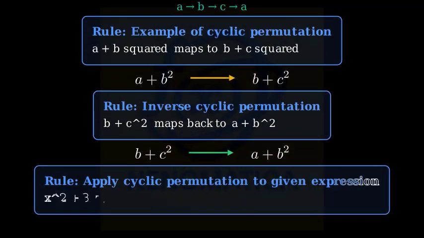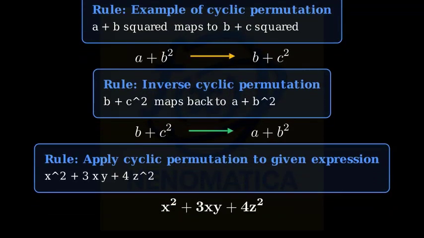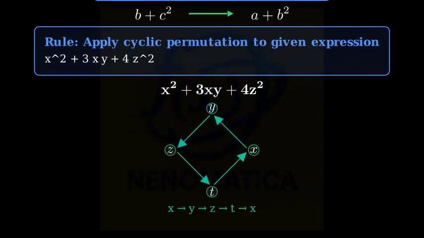Rule: apply cyclic permutation to the given expression. Step 4. The given expression is x squared plus 3xy plus 4z squared. We will rotate the 4 variables in this order: x goes to y goes to z goes to t, and t goes back to x.